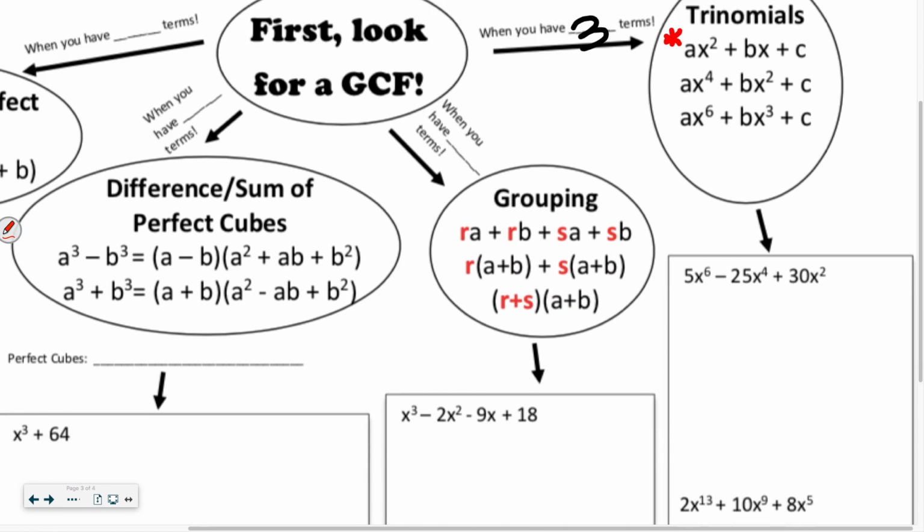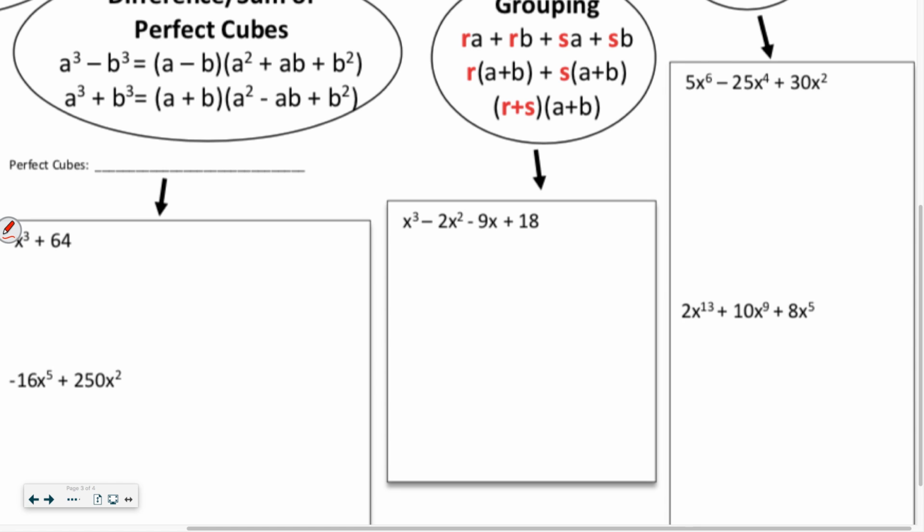And let's look down at the examples there. So we're looking at 5x to the 6th minus 25x to the 4th plus 30x squared. What do you notice about all terms there? They all have a factor of 5. What else do they all have? An x squared. Okay, so first I got to look for my greatest common factor. I'm going to take a 5x squared out of every single term.